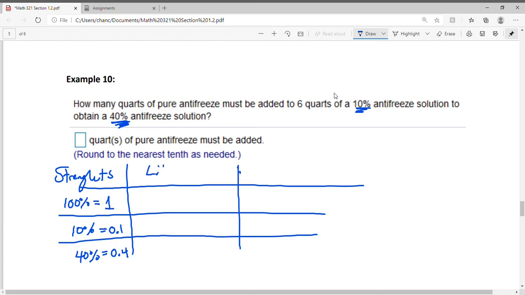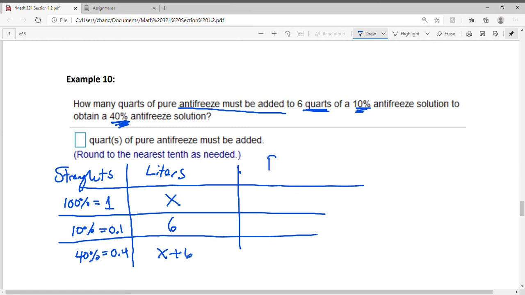Now I don't know how many quarts of 100% solution we need, but we want to add x amount of that. We want 6 quarts of the 10%, so that's 6 quarts. And now since we're making a 40% solution, this has to be x plus 6, because that's the total from the 100% strength plus the 10% strength of antifreeze solution.